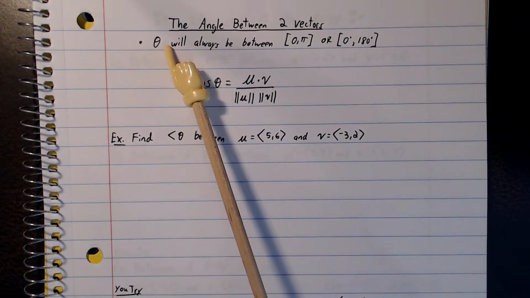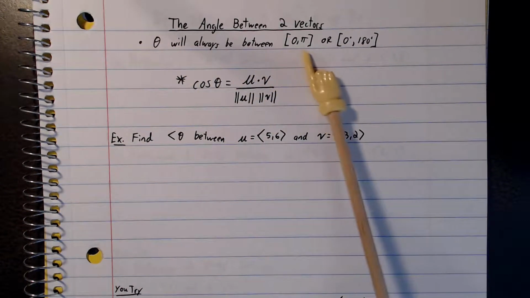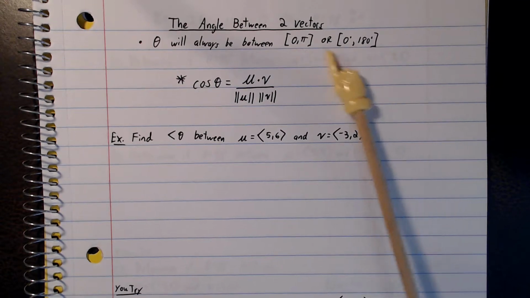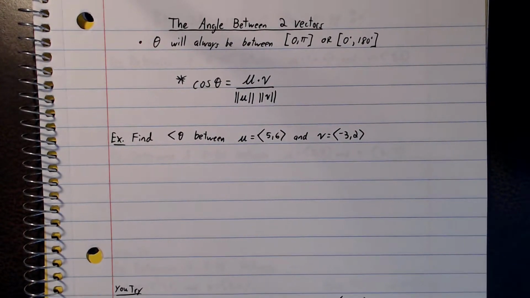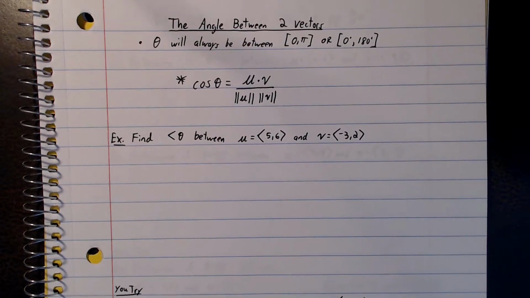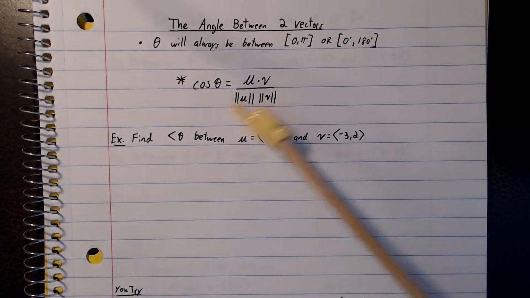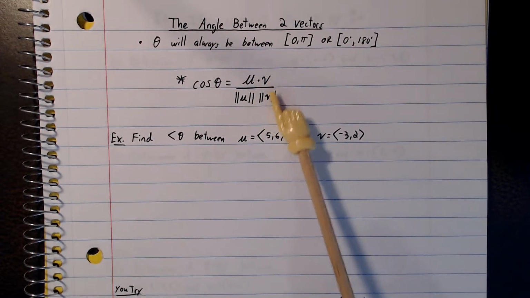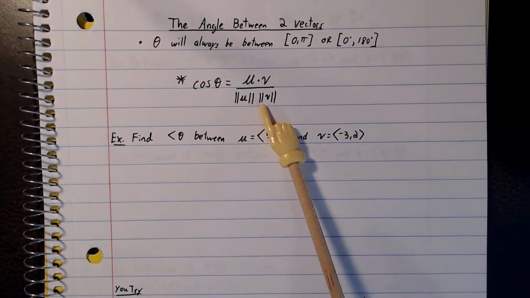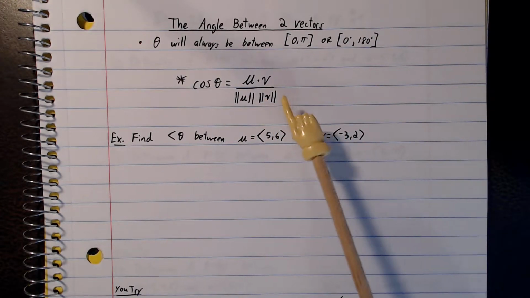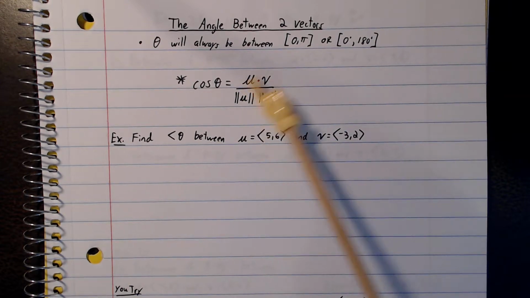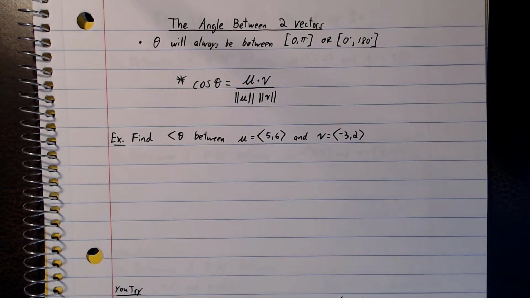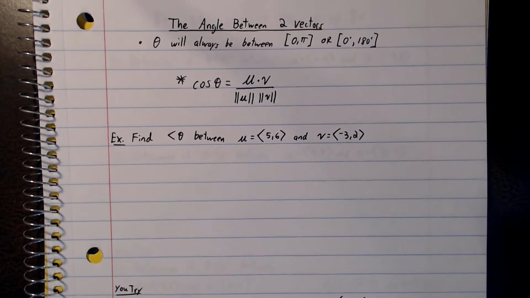Something to note is that our theta, our angle, will always be between 0 and pi if we're in radians, or 0 and 180 if we're in degrees. We're going to be working in degrees for these particular problems, so make sure that you have your calculator set in degree mode. Here's the basic function: cosine of an angle is going to be equal to u dot v over the magnitude of u times the magnitude of v. So basically we're going to figure out what this is as a fraction, then do cosine inverse, and that'll give us the angle between. And we're going to notice hopefully that it always is between 0 and 180.